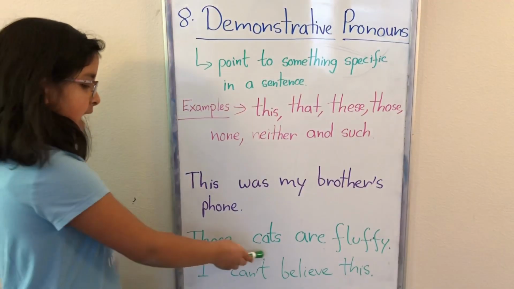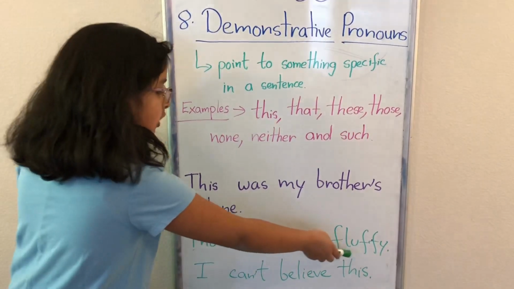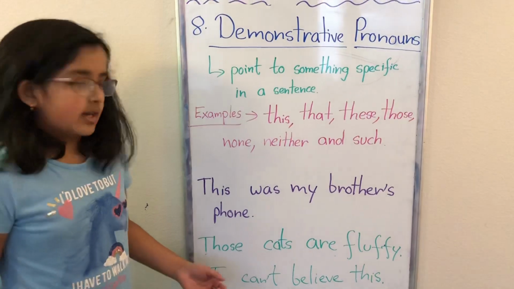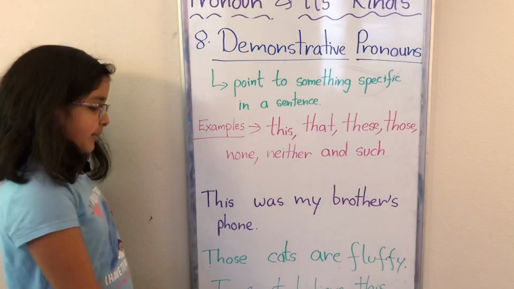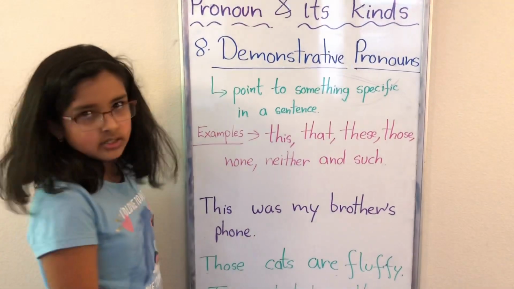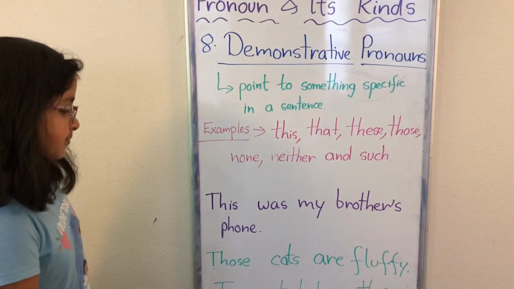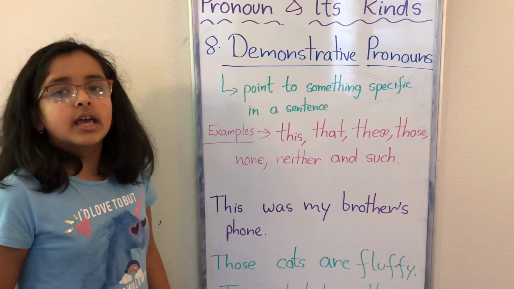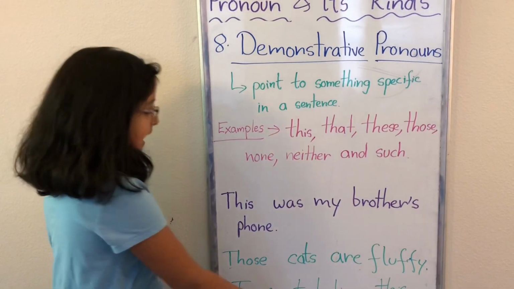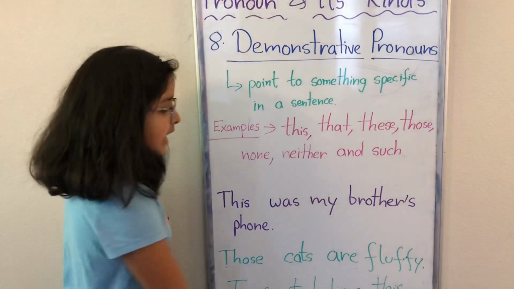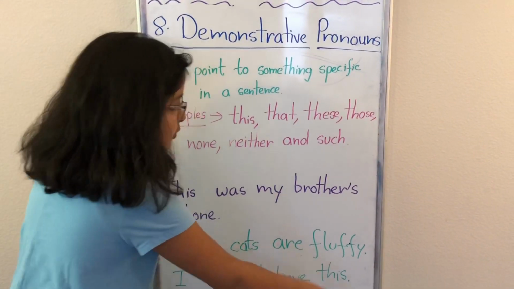Another one could be, those cats are fluffy. And those is the demonstrative pronoun because it's pointing out cats. And sometimes the noun is not named, like in, I can't believe this. We don't know what this is.